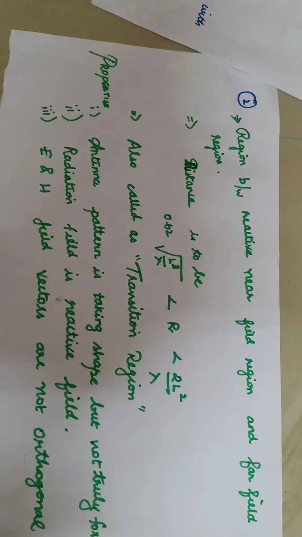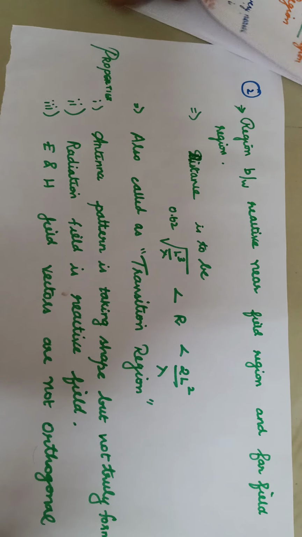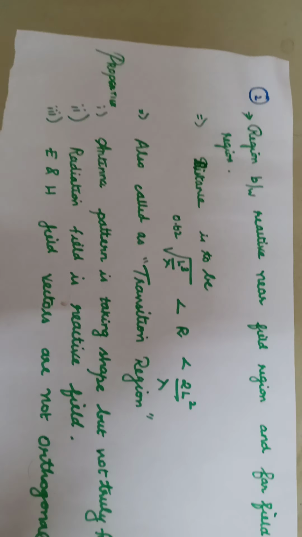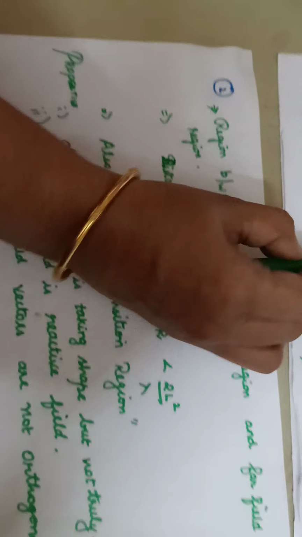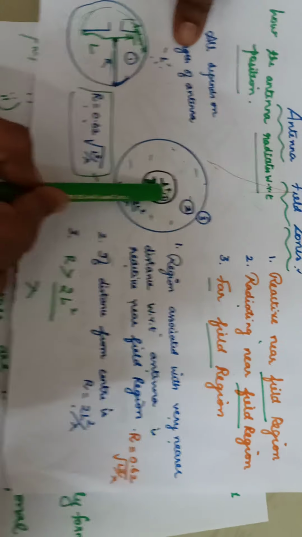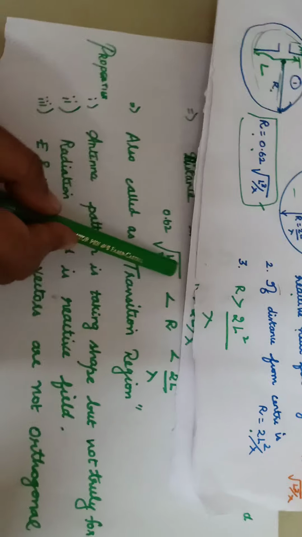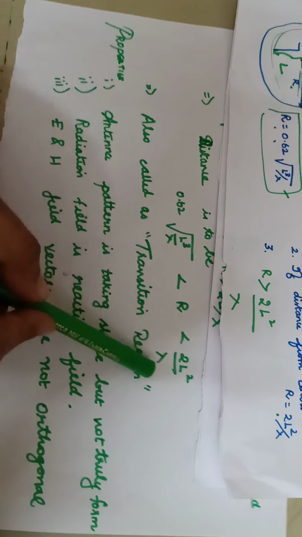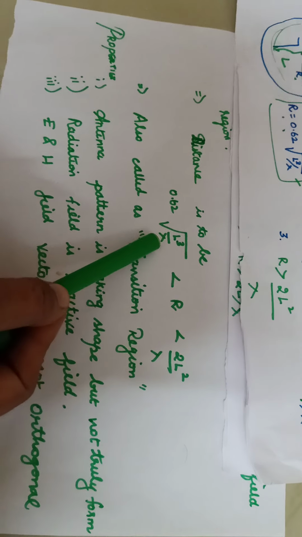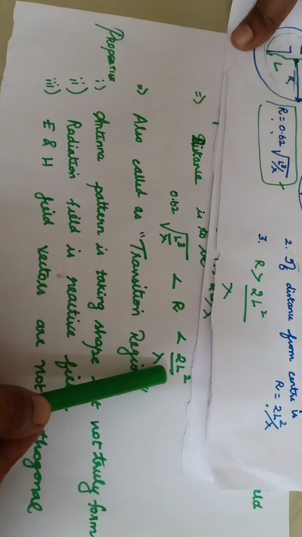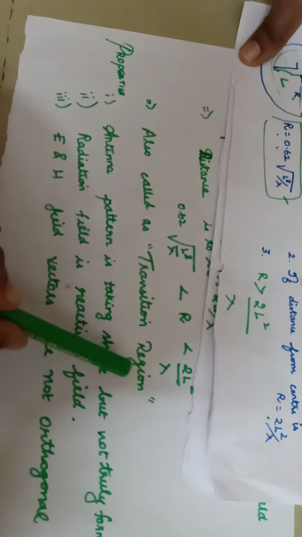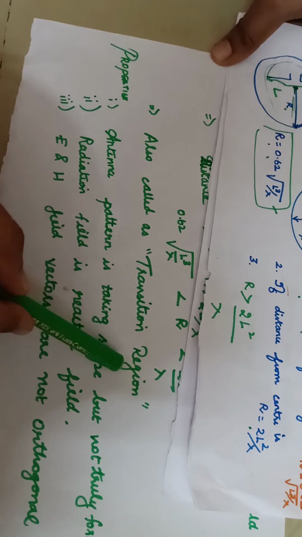Let's see the second region's properties. In the radiating near field, as I said previously, it is in between the first and the third regions. And the distance will be within 0.62 root of L cube by lambda to 2L square by lambda. And this is also called the transition region.